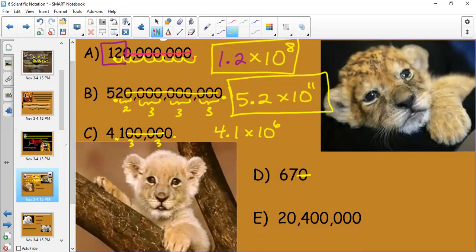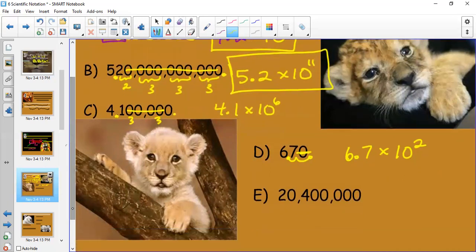Okay, so I'm going to cross off my 0, make 67 between 1 and 10, so 6.7 times 10 to the 1st power. Again, I wouldn't write that in scientific notation because the whole idea of scientific notation is to shorten it. 670 is very short, so I actually made it longer in this case, and that's why I would never use scientific notation for that kind of number.